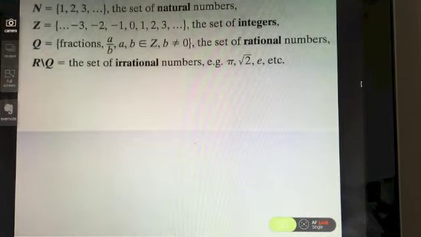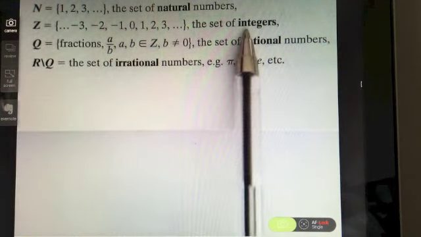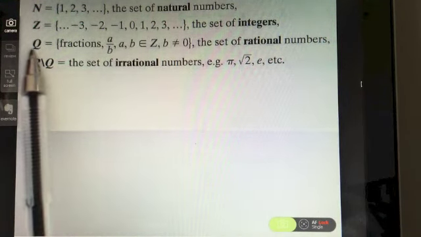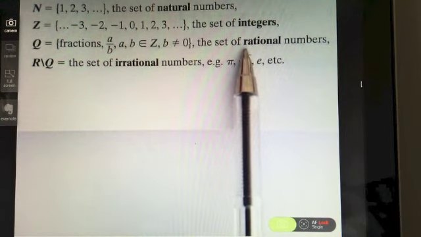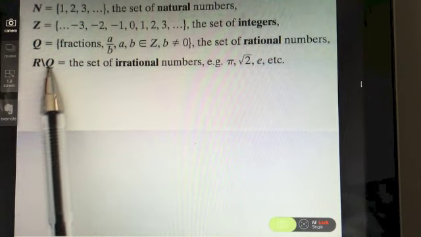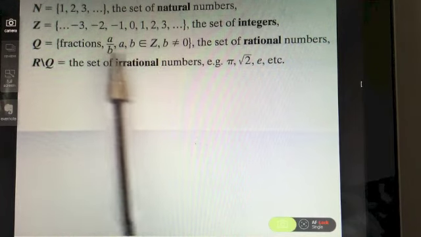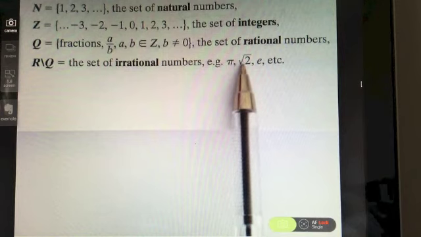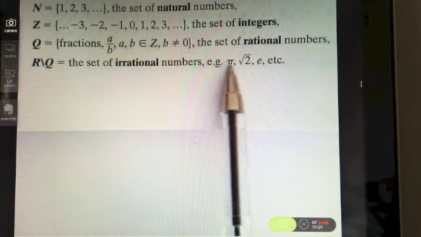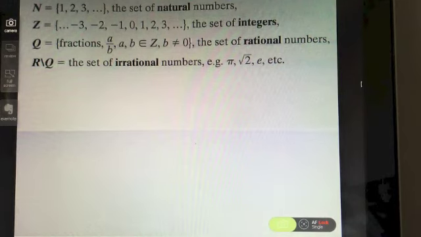So a little recap on your number systems. Remember, your N are your natural numbers, they're the positive whole numbers. Your Z are your integers, they're the positive and negative whole numbers, including 0. Q represents the rational numbers, which are numbers that can be written as a fraction. And then R minus Q is the irrational numbers. So they are numbers that cannot be written as a fraction. For example, pi or roots of prime numbers, they are all irrational numbers. They would be never-ending decimals that take no recurring pattern and therefore cannot be written as a fraction.